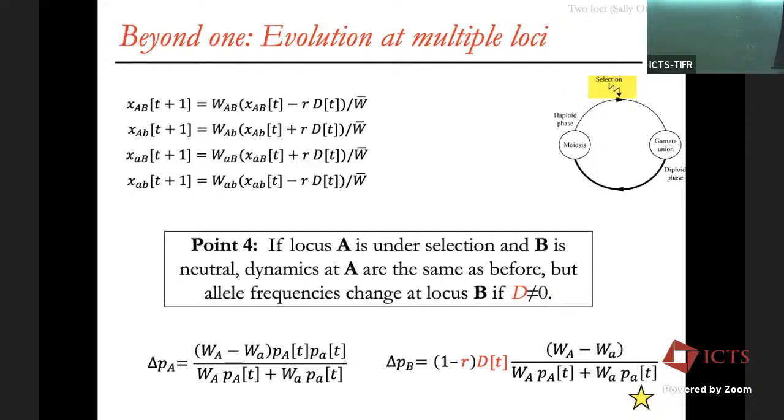Where I want to get to is I want to say A is under selection, B is not under selection. What I want to show to you is that the dynamics of A are the same as what they would have been before. So the neutral locus doesn't affect the selected locus. But I want to show you that the selected locus does change what we see at the neutral locus. Okay, that's the goal.